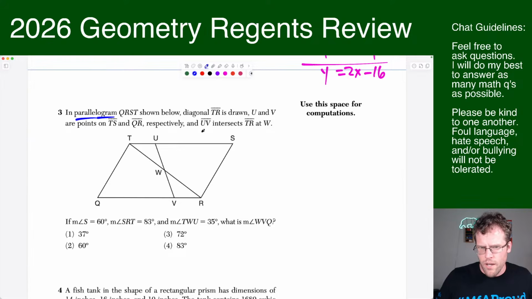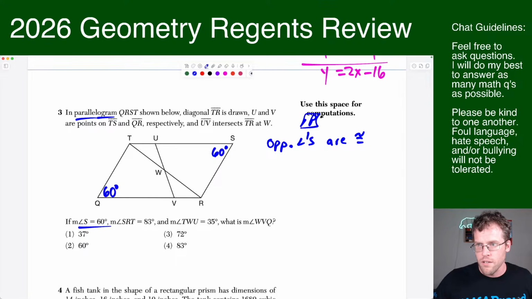And then they tell you the measure of angle S is 60 degrees. Okay, so here we go. Now we have useful stuff. So if this is 60 degrees, Q is 60 degrees, because remember, opposite angles are congruent. And this is for parallelograms. This is not for any quadrilateral. This is unique to parallelograms.